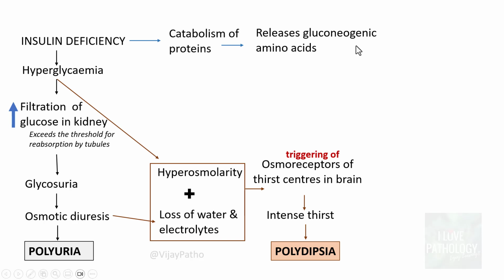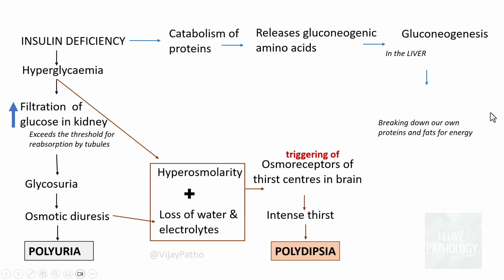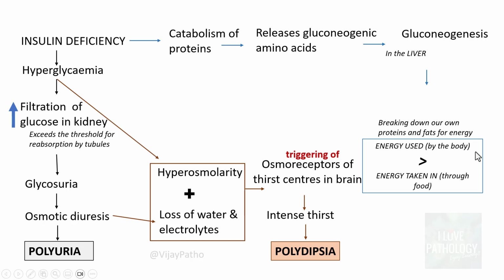So what happens when there are gluconeogenic amino acids and they go to the liver, they result in gluconeogenesis, which means more and more glucose is being formed, right? So the energy is being derived not from the food intake, it is because of the catabolism of proteins. Like, there is breaking down of our own proteins and fats for energy and not what we consume. That means the energy used by the body is greater than the energy taken in through the food. And this state is known as negative energy balance.